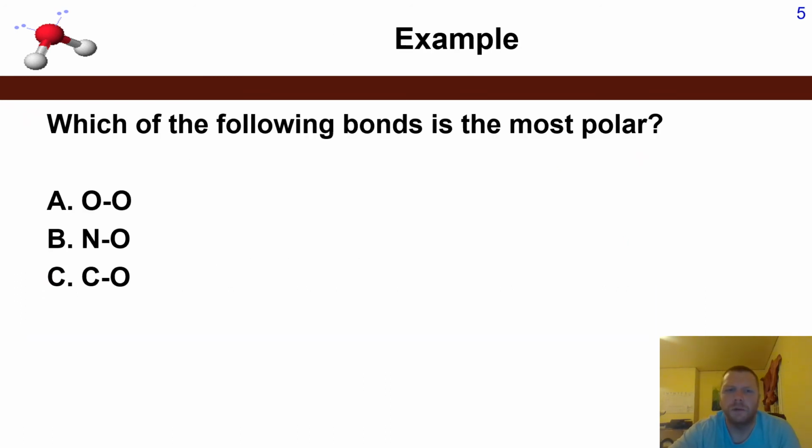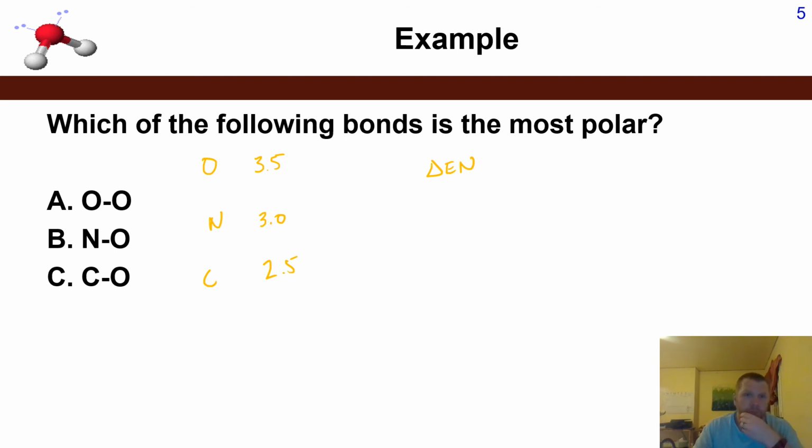Now we've got these three examples: oxygen-oxygen, nitrogen-oxygen, carbon-oxygen. We want to know which one is the most polar. In order to do this, you have to have those electronegativity differences. I will tell you that oxygen has an electronegativity of 3.5, nitrogen has an electronegativity of 3.0, and carbon has an electronegativity of 2.5. Okay, so what we're doing is calculating our delta EN. If you were to be confronted with a question like this on an exam or a quiz, I will give you the electronegativity values.